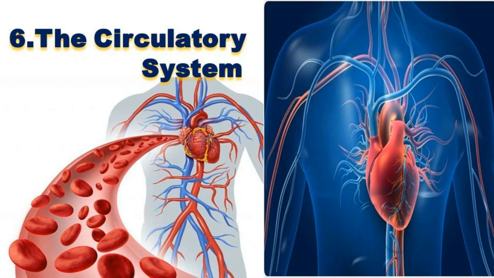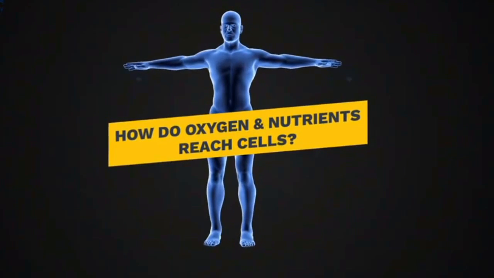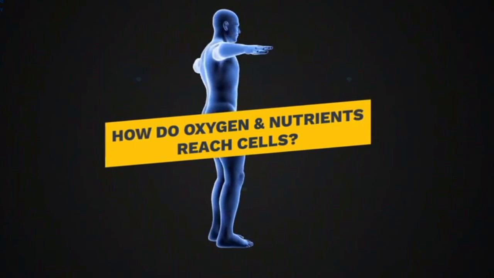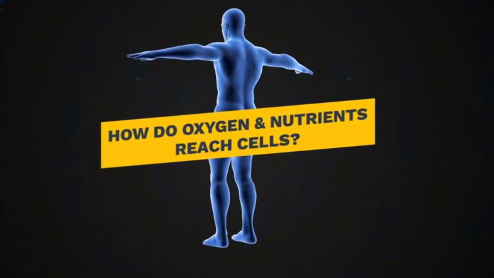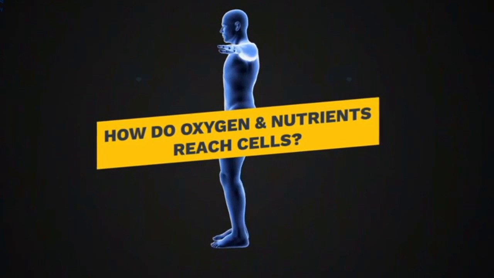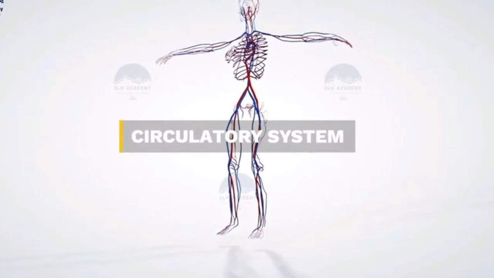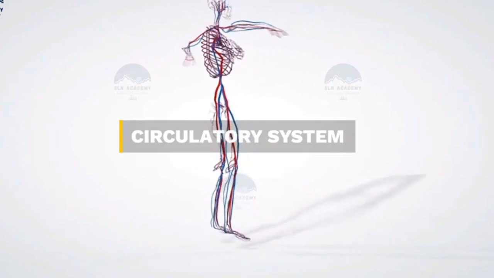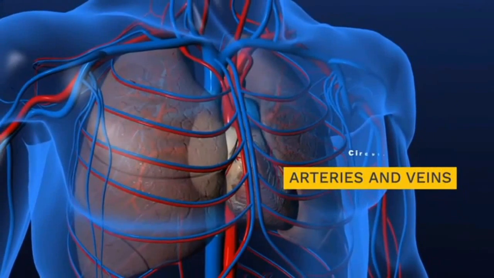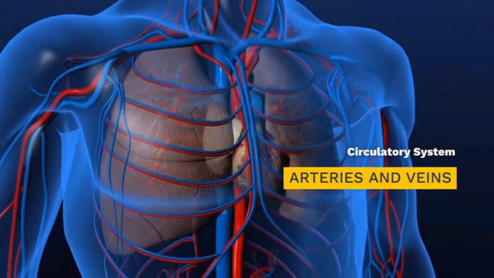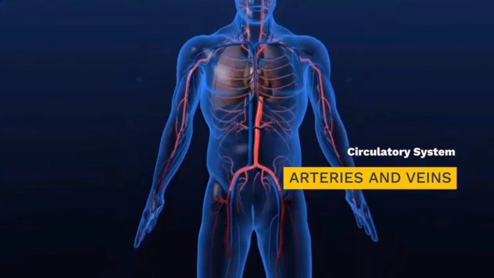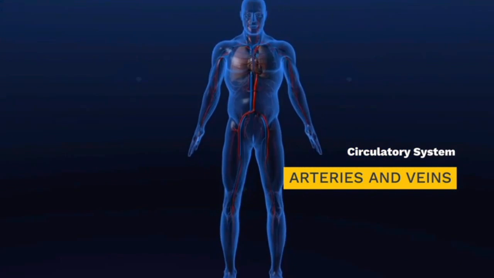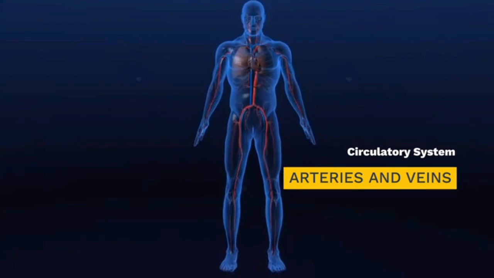Okay children, now let's see the video on blood circulation, then you can understand more. How do oxygen and nutrients reach each cell? There should be some transport system which circulates blood to each and every part of our body. The circulatory system is the body system that moves blood around the body. Now, let us talk about human circulatory system parts and functions.